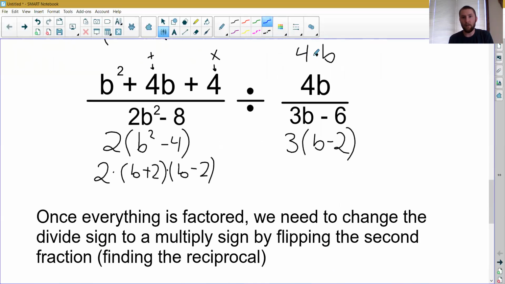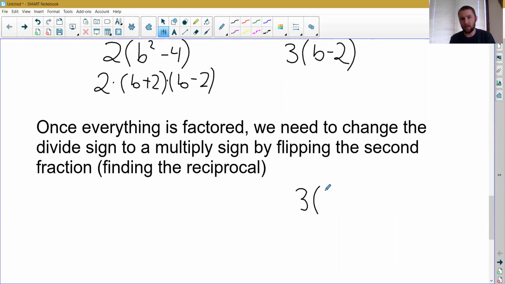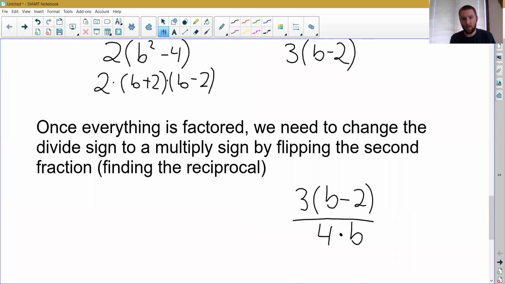So instead of having 4 times b over 3 parentheses b minus 2, I'm going to flip these two things around. So the right-hand side is going to become 3 parentheses b minus 2 over 4 times b. And now, by flipping that over, I'm allowed to change the division sign to a multiply sign. So instead of division, now it says multiplication. That's the key for me to cancel in just a second.